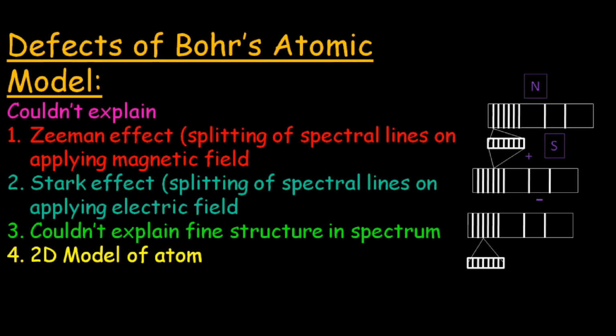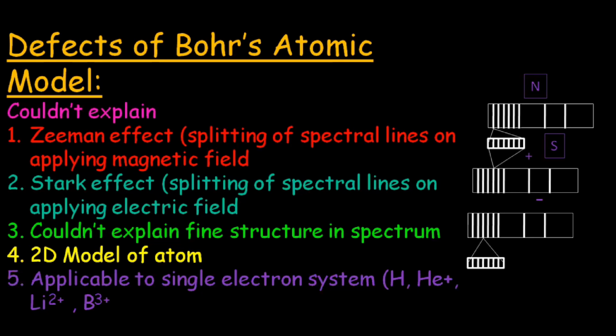Fourthly, Bohr presented a 2D model of the atom. He said that the electrons revolve around the nucleus in a two-dimensional axis. Later on, it was shown that the model of the atom is 3D. The electrons revolve around the nucleus in a three-dimensional axis, x, y, and z axis.